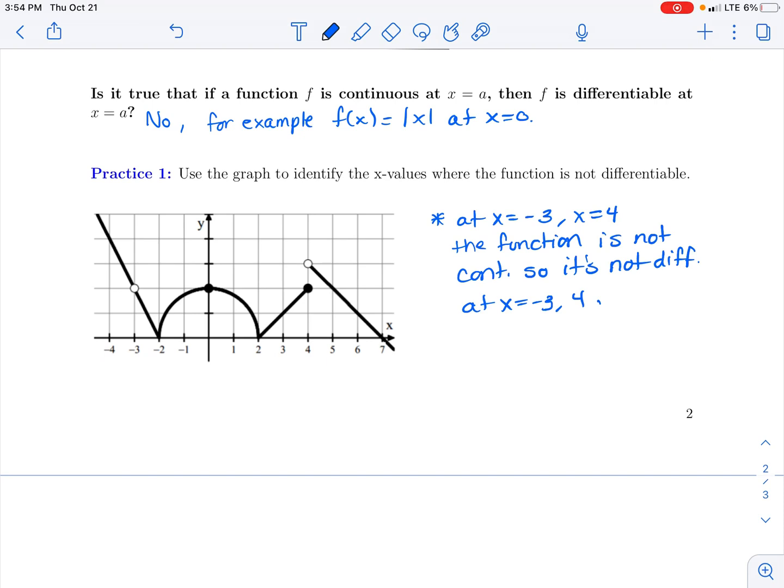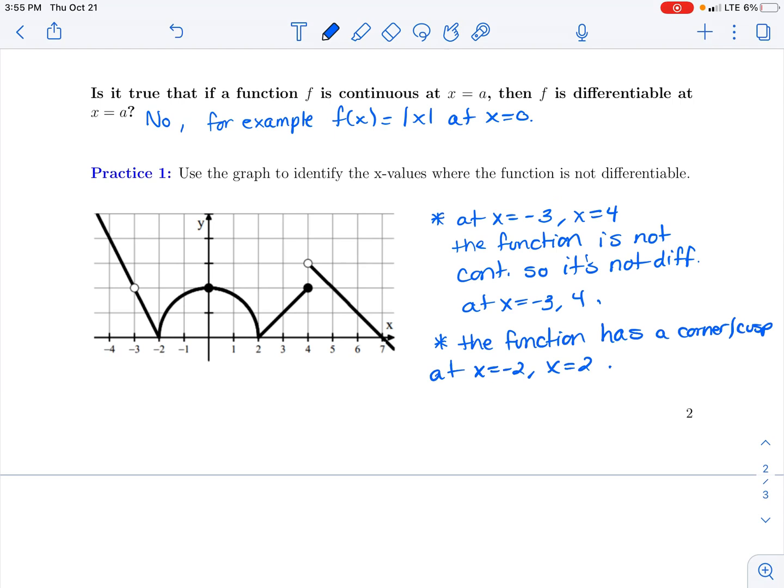However, with -2 and 2, these do have corners or cusps. So here, I would say that the function is not differentiable at -2 and 2 because of the corners / cusps. So the function has a corner / cusp at x equals -2 and x equals 2. So f is not differentiable at x equals -2 and 2 as well.